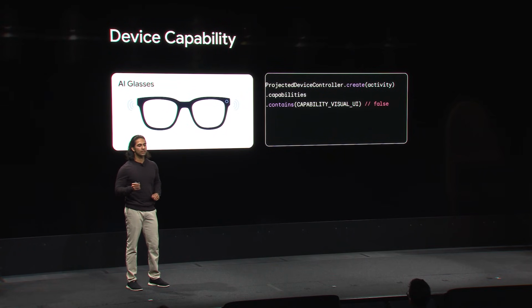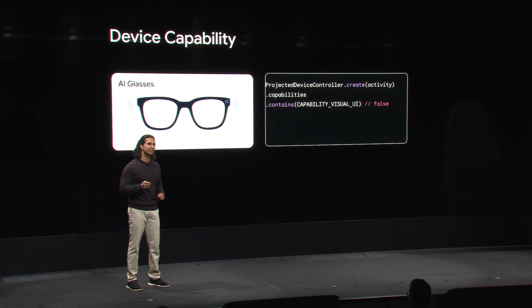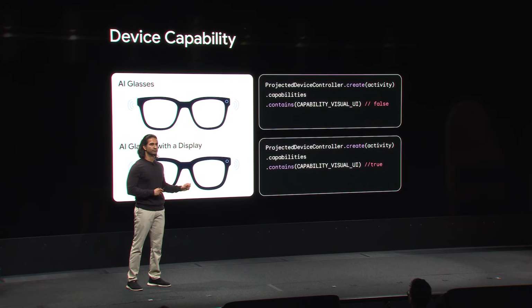In certain cases, you might want to check if the activity is running on a device that has a display or not, so you can optimize your app experience for that device type. For example, you may not want to download visual resources if the device does not have a display. This method, to get capabilities for visual UI, returns false for AI glasses and true for AI glasses with a display.